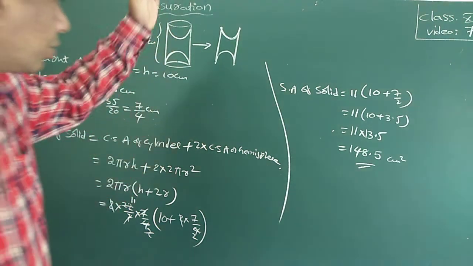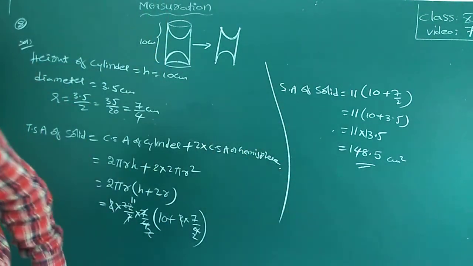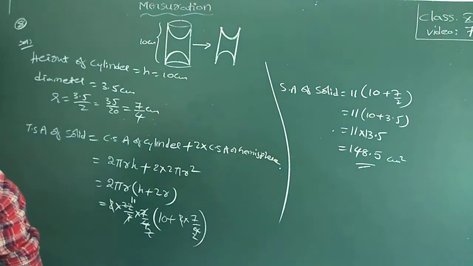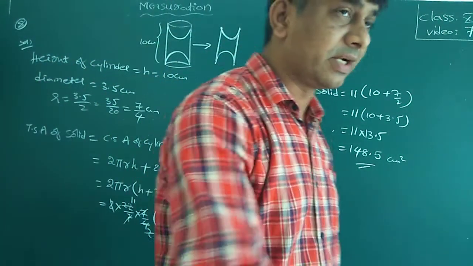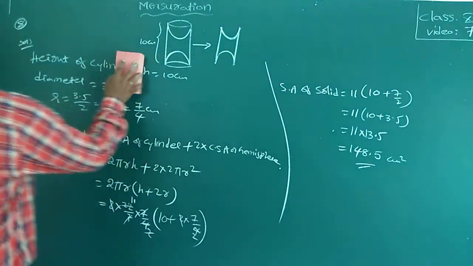The same way, the conical removed portion also will be there. Whether it is there or not, I don't know. If it is not there, in the last I will explain that also. Now I will start with the seventh question.